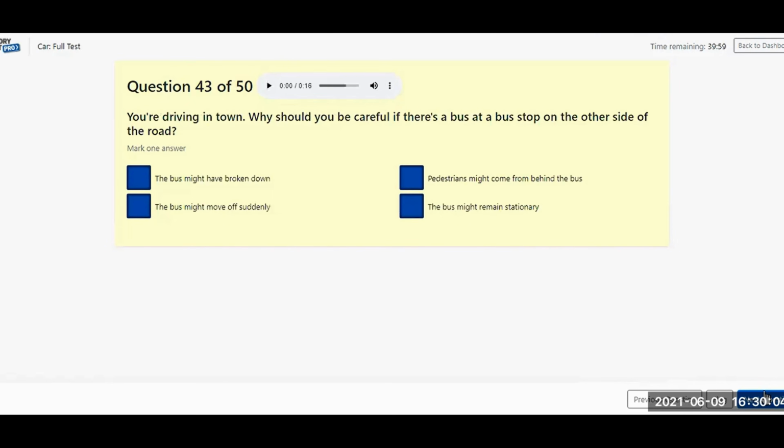Yes, children are short, so they can hide behind the cars and you cannot see them, so they are in more danger. So you are driving in a town. Why should you be careful if there is a bus at a bus stop on the other side of the road?